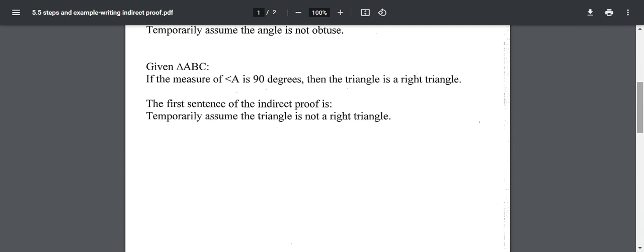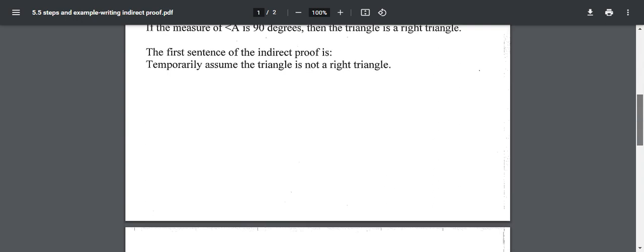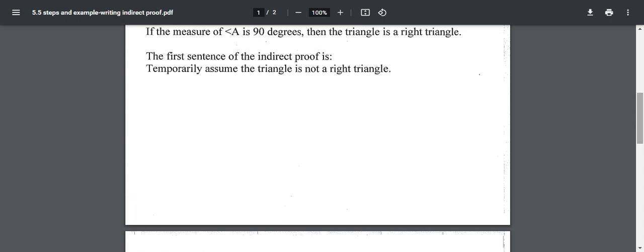Okay. If we are instead given a proof format, given triangle ABC, if the measure of angle A is 90 degrees, then the triangle is a right triangle. We are going to say temporarily assume the triangle is not a right triangle. Sometimes in indirect proofs or proofs by contradiction, you will just see statements like, let us assume that. And this is similar to saying temporarily assume.